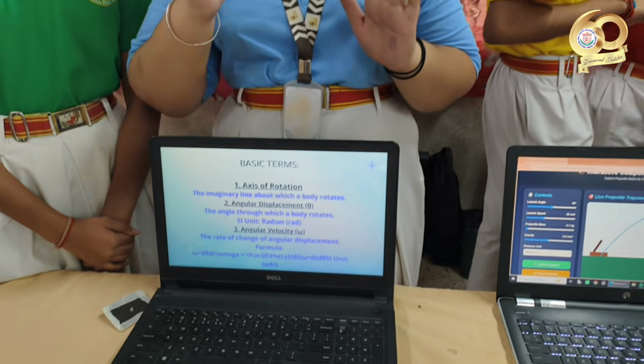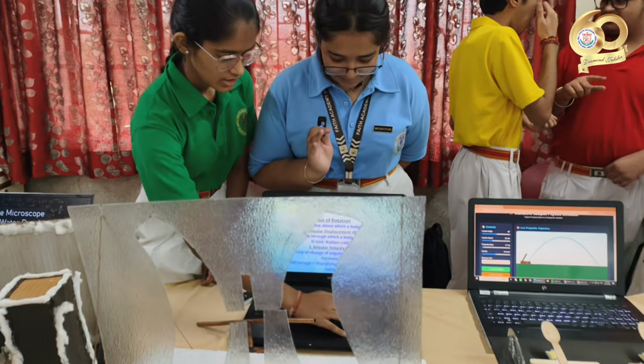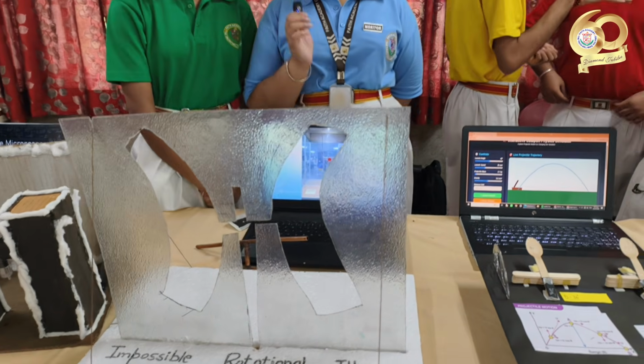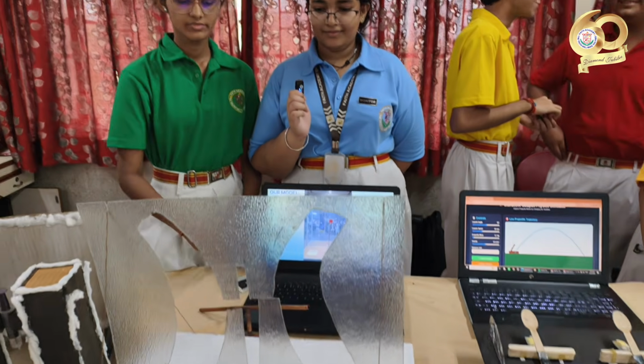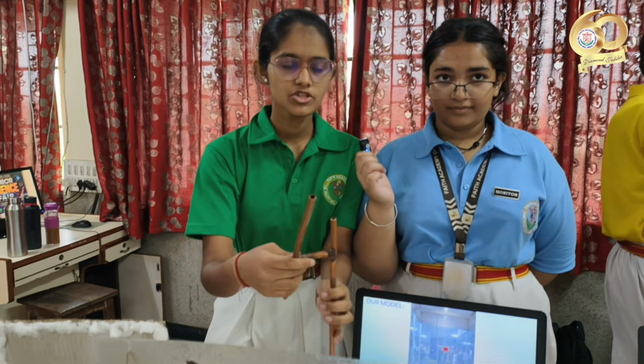For example, we put a rod in between and another rod at the side of it. We see it rotating without changing its middle axis. This was our project, and this was our model. And this is our rod which will be placed in the middle and it will be rotating. So we'll show you that.